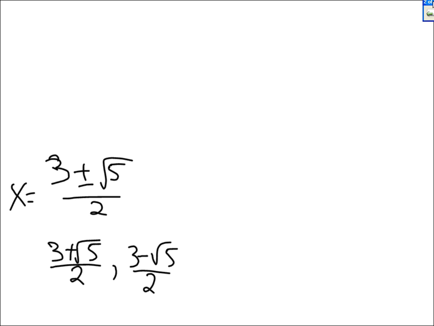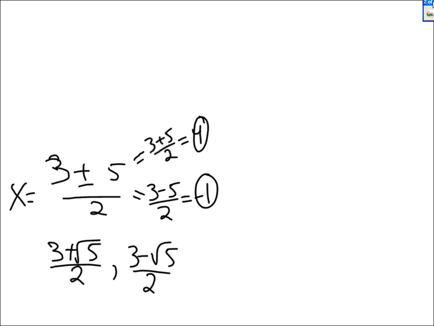However, if it was 3 plus or minus 5, now we can do the arithmetic. Now we really can. 3 plus 5 is 8 over 2 is 4. 3 minus 5 is negative 2 over 2 is negative 1. So now we have much, much better answers. 4 and negative 1.